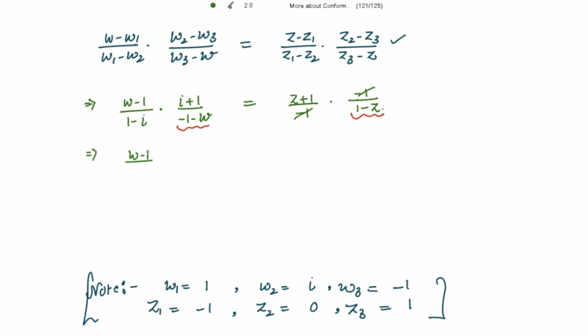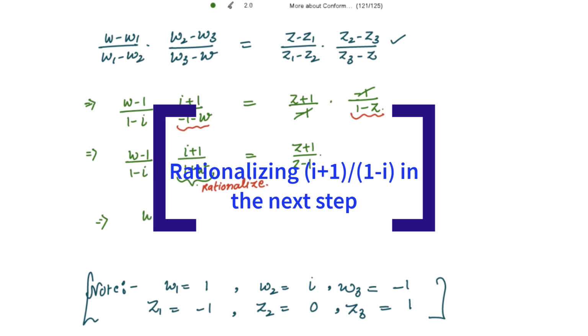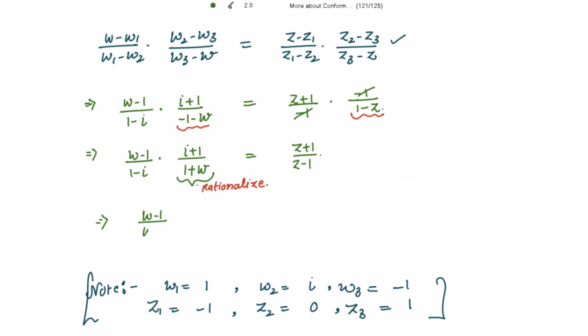So this can be written as (w - 1)/(1 - i) times (i + 1), and this becomes (1 + w), equal to (z + 1), divided by, yes, this will be then (z - 1) for (1 + w), right? Okay, so this implies (w - 1)/(w + 1) times (i + 1)/(1 - i). On rationalizing, we get (1 + i)/(1 + i). So this is equal to (z + 1)/(z - 1).